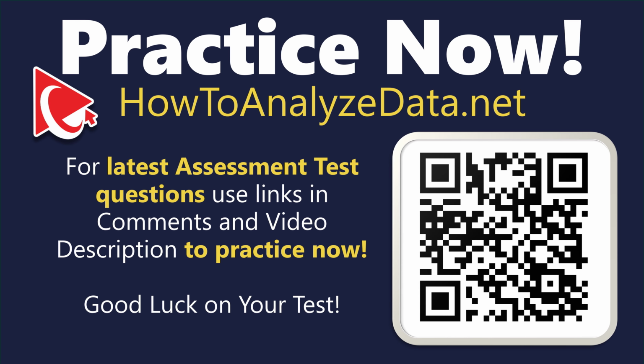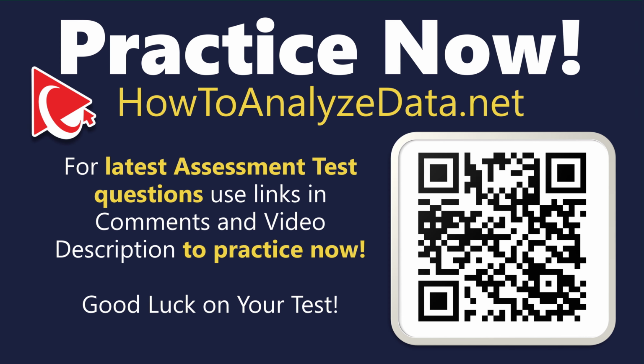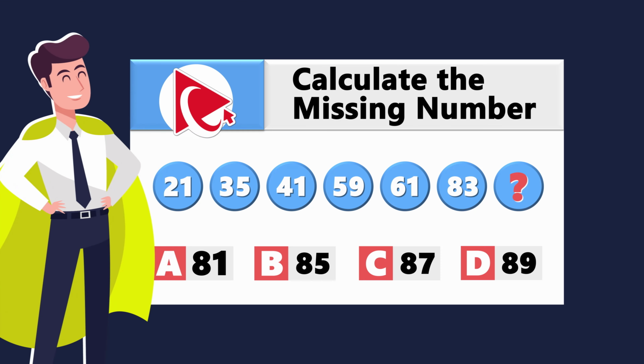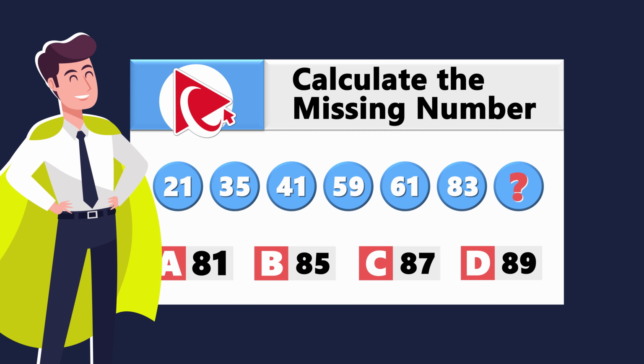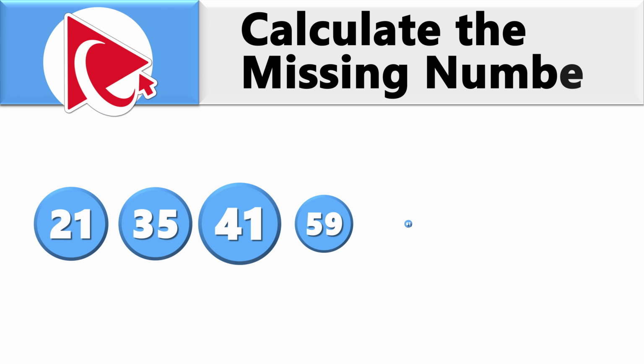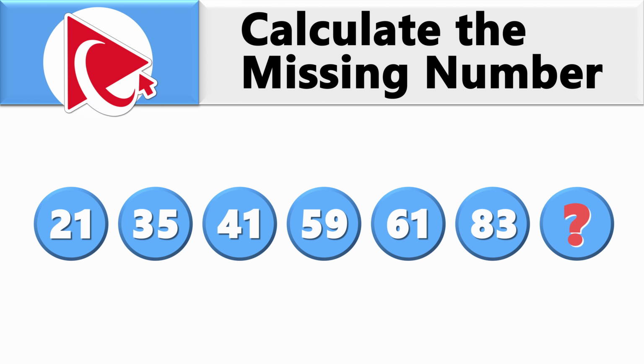And now it's time for you to shine. It's time to unleash your own inner problem-solving superhero. I've got a question that you need to solve on your own. You're presented with the sequence of numbers, and you need to calculate the missing number. The numbers are 21, 35, 41, 59, 61, 83, and then comes the missing number, which you need to calculate and select out of 4 possible choices.